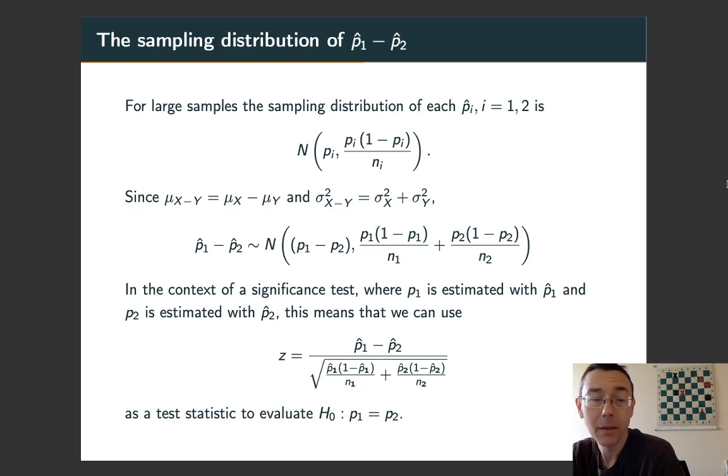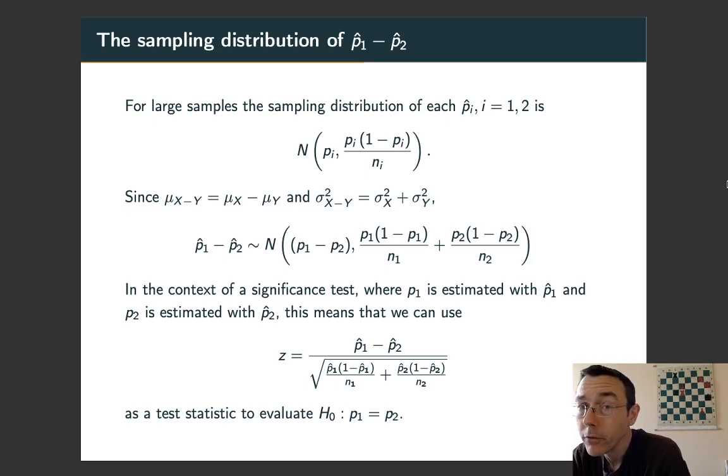The mean is going to be P1 minus P2, and the variance is going to be P1 times 1 minus P1 over N1 plus P2 times 1 minus P2 over N2. So in the context of a significance test, we're estimating P1 with P1 hat and P2 with P2 hat. It means that we can use this z statistic to do our inference.